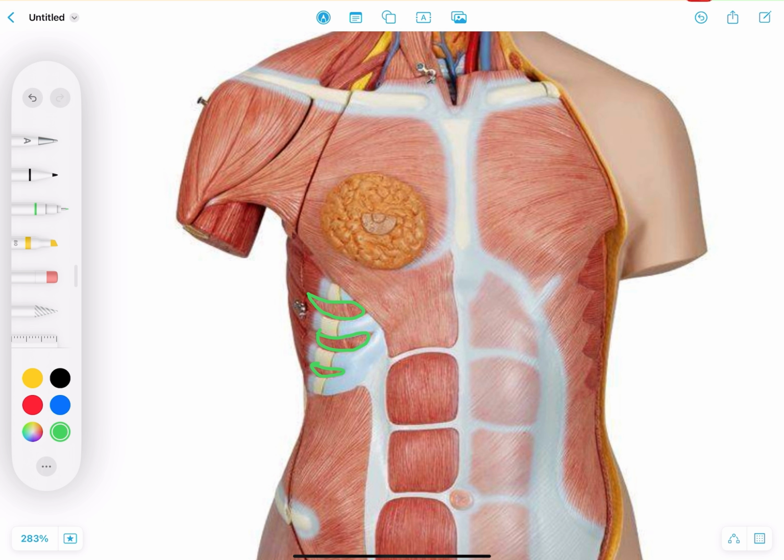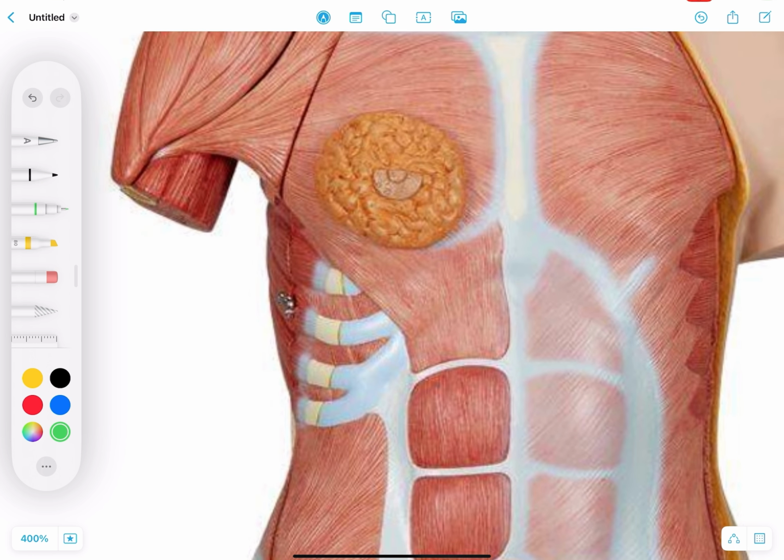Don't get confused with the muscles that are actually on the rib. We'll talk about those later, like these ones right there. Those muscles that rest on the rib are a different muscle than the muscles that rest between the ribs. The muscles between the ribs are intercostal muscles, and we have 2 types. We've got our external and our internal.